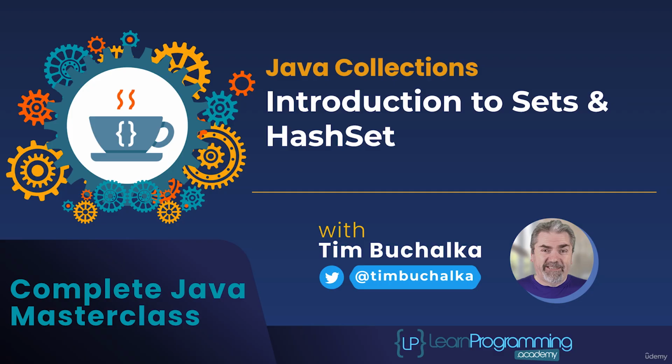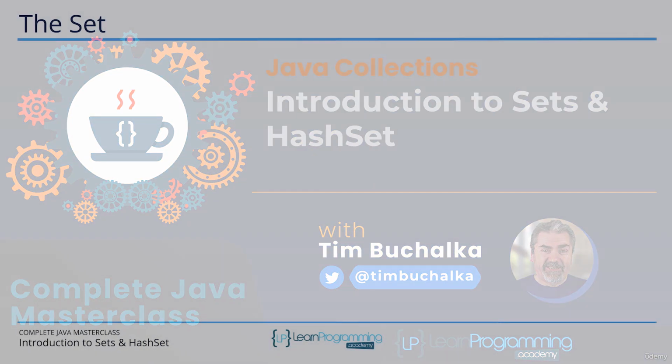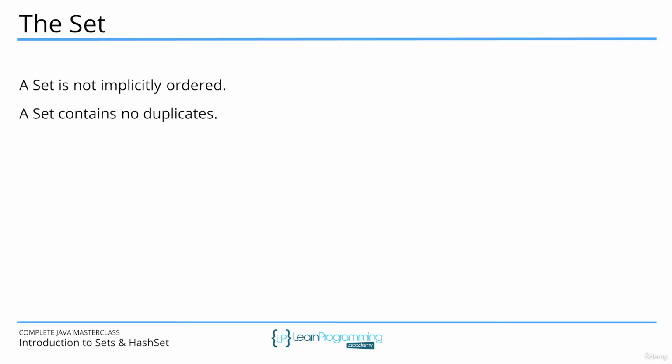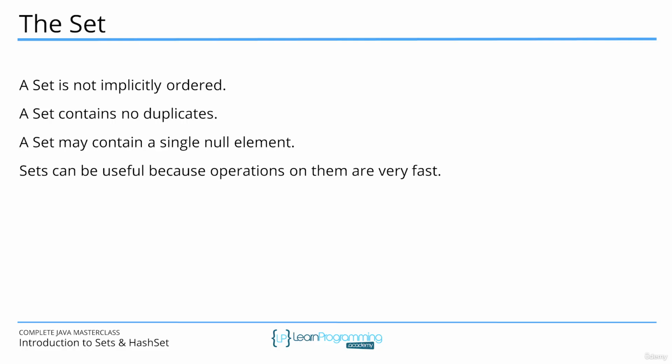I've talked about many general topics on collections, but now I want to get specific, covering the set interface and the classes that implement it. A set is not implicitly ordered, although some implementations of set are. A set contains no duplicates. A set may contain a single null element. Sets can be useful because operations on them are very fast.